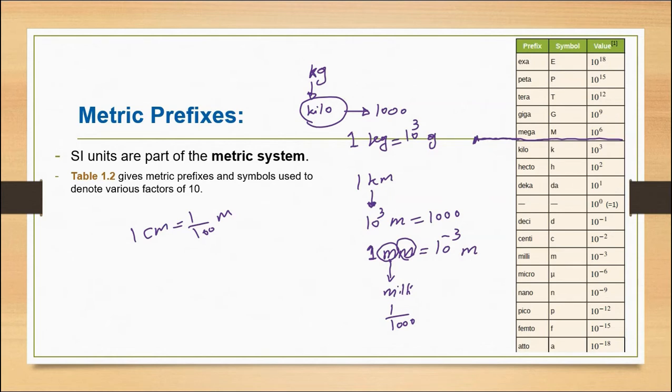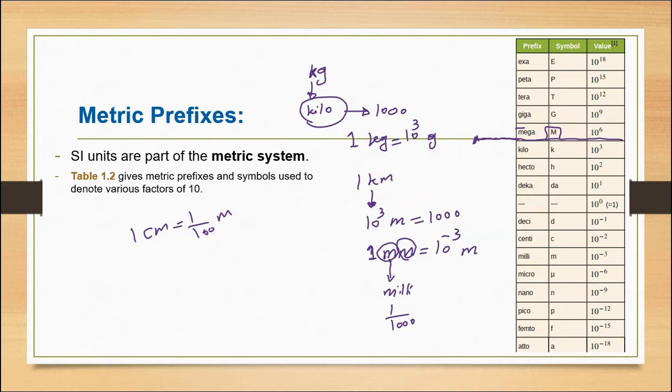Megabyte, 1 megabyte means 10 to the 6 byte. 1 gigabyte means 10 to the 9 byte. 1 terabyte means 10 to the 12 byte. So after mega, we use the capital letter of the first prefix: capital M, capital G. After mega. Before mega, smaller than mega, all are small letters.